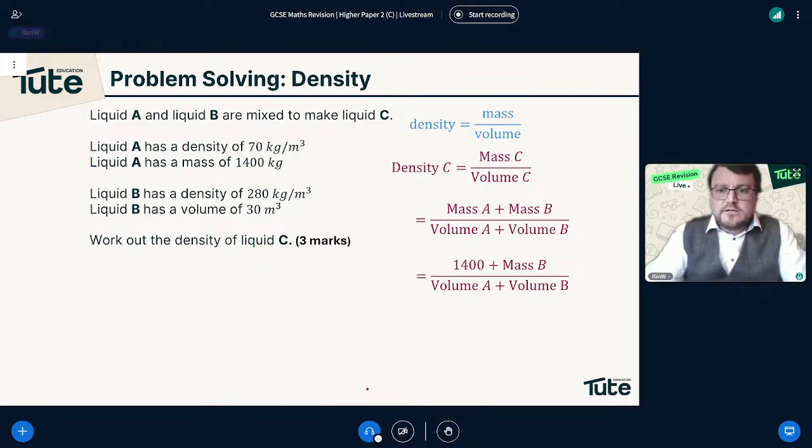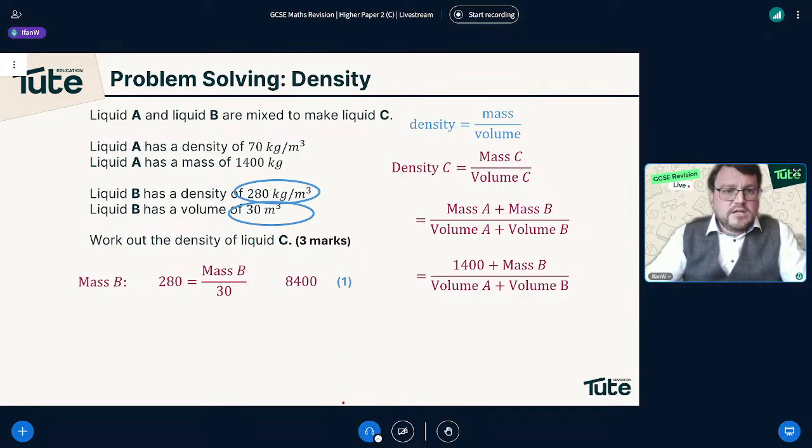Right, so we've inputted the data, 1,400 plus the mass of B. Do I have the mass of B? No, I don't. All right, I do have the density of B, so I can figure out what the mass is by using the density formula. So 280 is equal to mass of B all over 30. Multiply that by 30, I know I've got 8,400, and that's worth 1 mark.